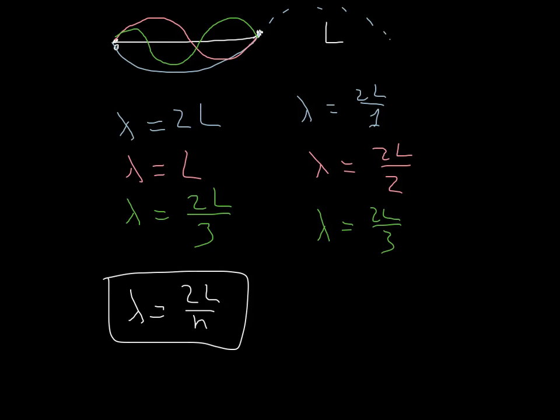Let's check them out. Now, another possibility is that one of our points is fixed, like this, but the other one isn't. Now, if this happens, of course, the wave here is free to move as much as possible, which means that this here should be an antinode.